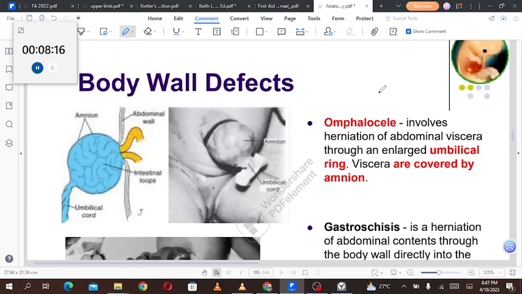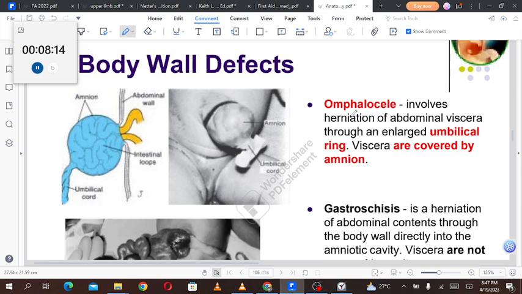What are the body wall defects? Number 1 is omphalocele. Omphalocele involves herniation of the abdominal viscera through an enlarged umbilical ring. The viscera are covered by the amnion. You may remember that in the omphalocele, the viscera are covered, like the O of omphalocele. They will be covered not by peritoneum, but by amnion. Here you can see the amnion covering the viscera, and then we have the continuation of the umbilical cord.